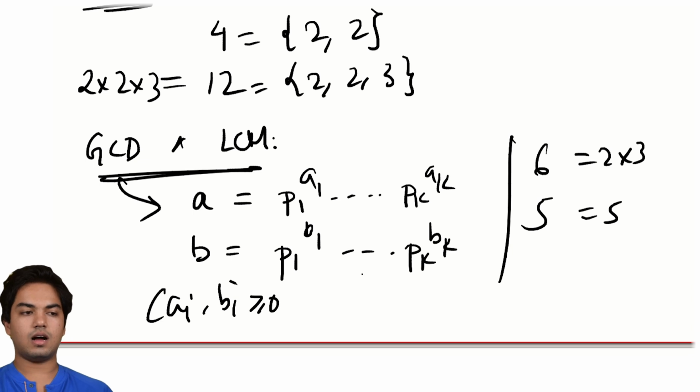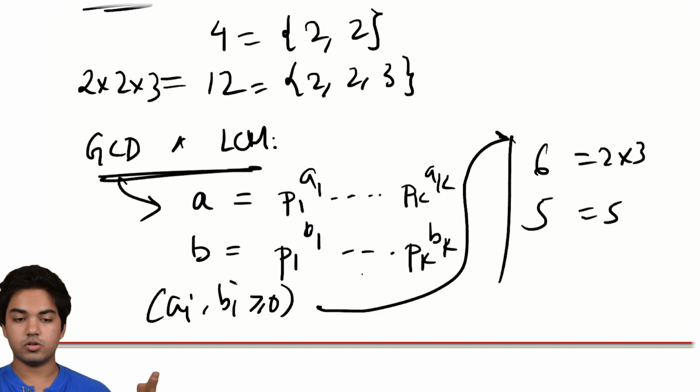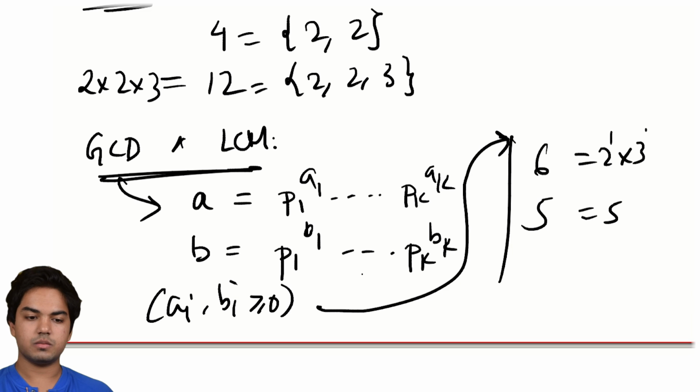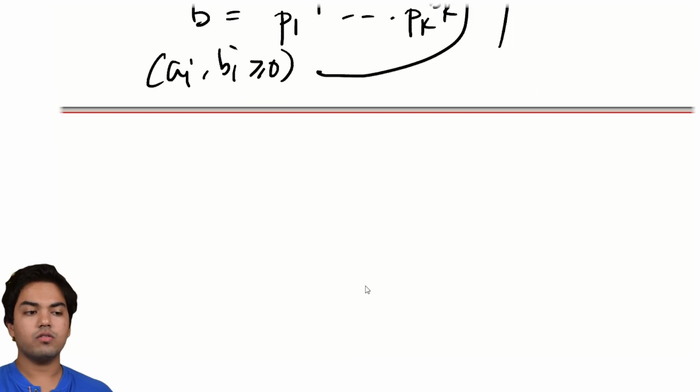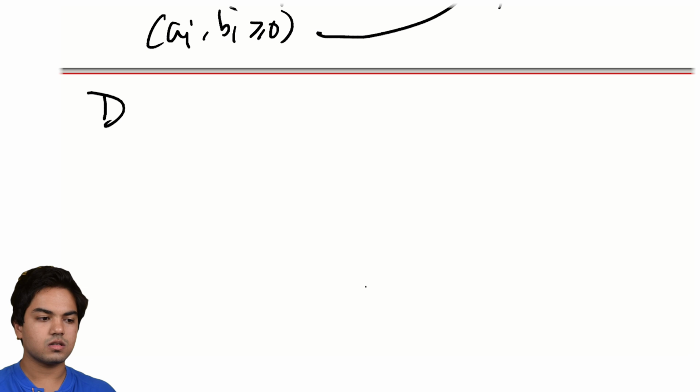Essentially, I can have a uniform discussion of what primes are involved. So under this caveat, I'll write 6 as 2 to the 1 times 3 to the 1 times 5 to the 0, and 5 as 2 to the 0 times 3 to the 0 times 5 to the 1. Okay? Now let's think about GCD, or for that matter, divisors in terms of primes.